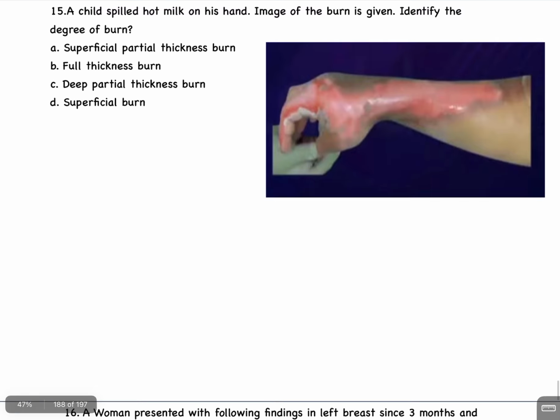Question number 15. A child spilled hot milk on his hand. Image of the burn is given. Identify the degree of burn. A. Superficial partial thickness burn. B. Full thickness burn. C. Deep partial thickness burn. D. Superficial burn. इसका आंसर है A. Superficial partial thickness burn.